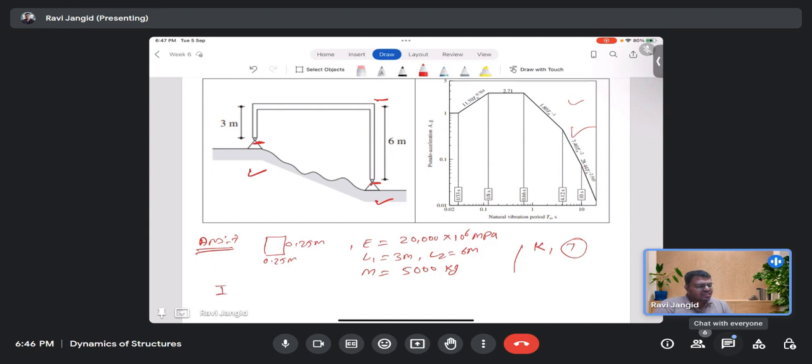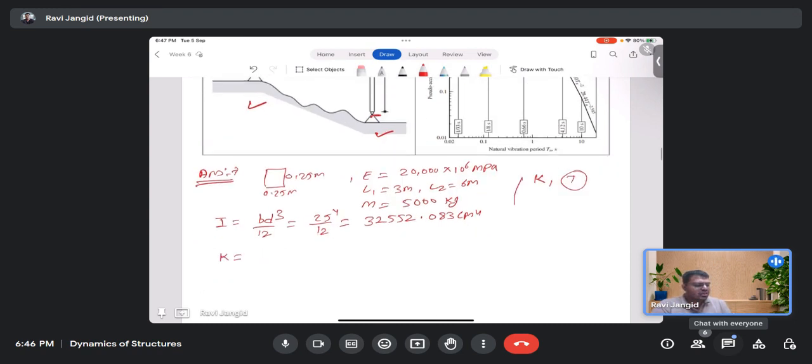For this, first find out the I, that will be bd cube by 12. So that would be 25 power 4 divided by 12. That is coming out to be 32,552.83 centimeter power 4. So can you give me the K, total K, K1 plus K2? Please give a try to find out the K.